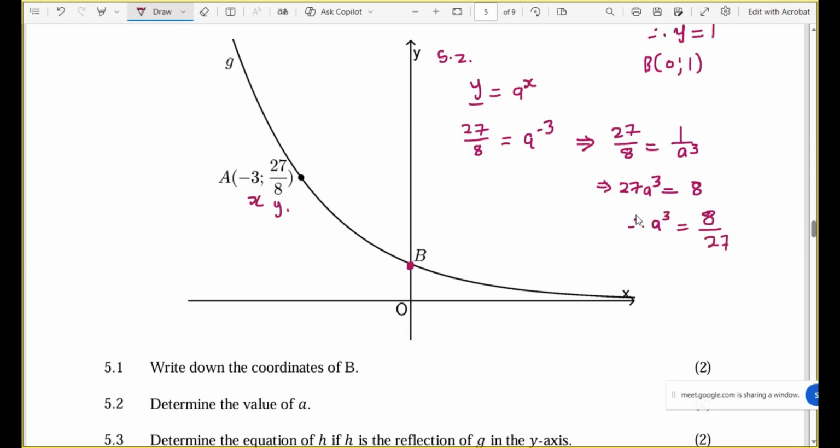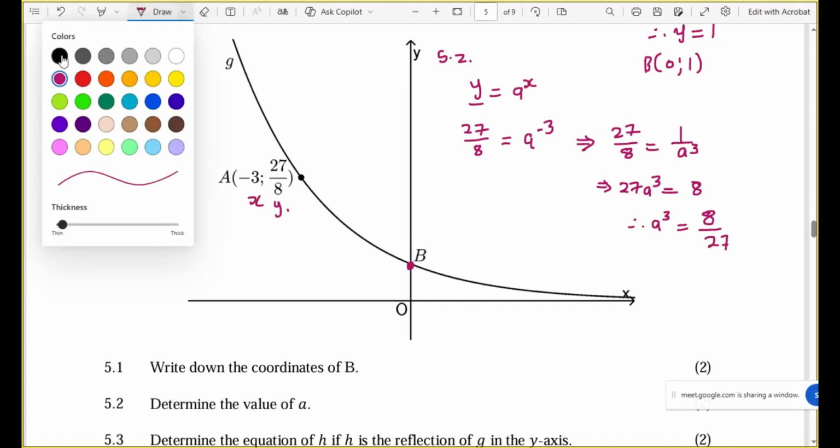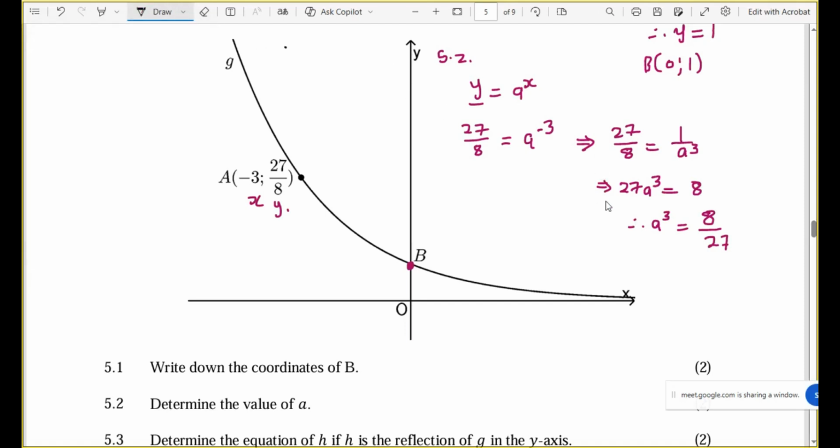Then to get rid of that 3, we can cube root both sides. So this will be the cube root of a cubed, which is a. What is the cube root of 8 over 27? What do you get? 2 over 3. Therefore, the value of a is just 2 over 3. Easy, no?